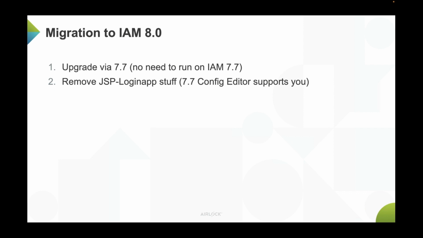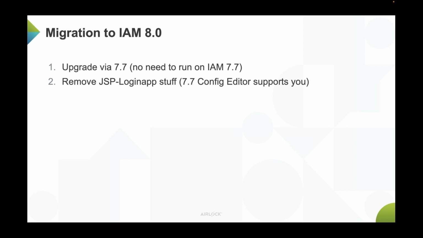Then after migrating to 7.7, which still contains both login apps, you should be able to remove all the old Loginapp stuff. And as shown in the last webinar, the config editor supports you with that, if you want that. You don't have to use that. It gives you hints, here shown in the red area. It shows you stuff that is removed in 8.0, so you know if you still have plugins or configuration parts that you have to remove before migrating to 8.0. This is just a help if you want to use that.